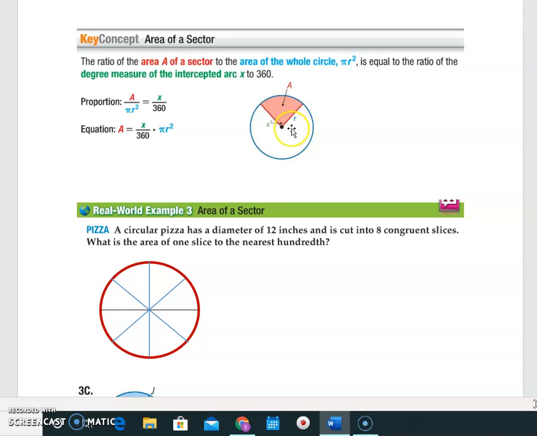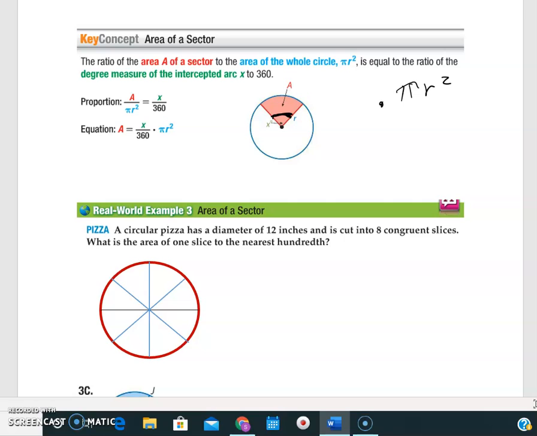That's the sector. For the area of a sector, we're starting with the area of the whole thing, which is pi r squared. But we only want a fraction of that. So we've got to figure out how much of the whole circle we want to look at. And this is where we look at that central angle that we talked about in the last unit, I believe.